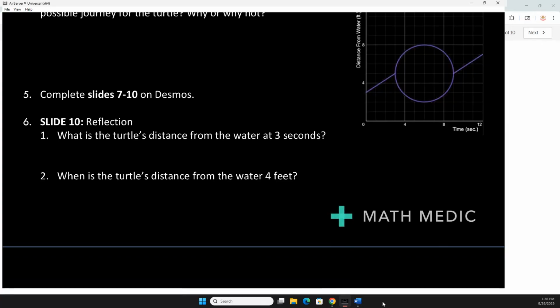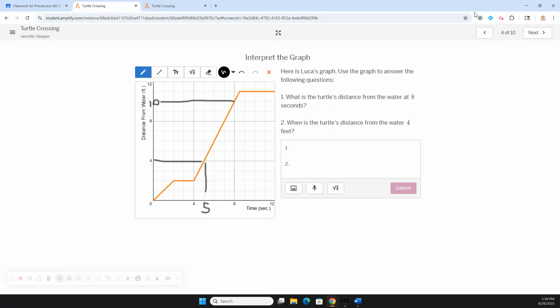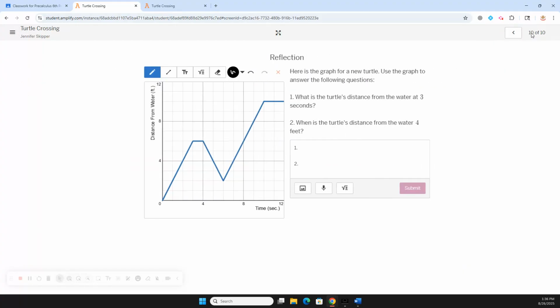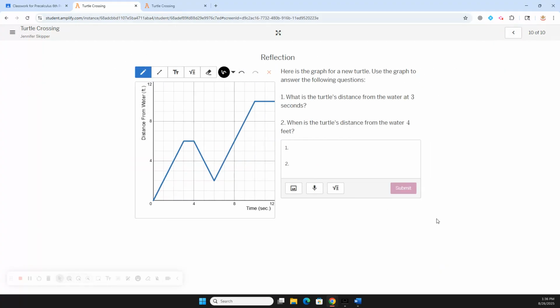All right, and then slide 10. Okay, so question 1, what is the turtle's distance at 3 seconds? What do you guys think? Yep, that's going to be 6. Cool. And then when is the turtle 4 feet away? 2, 5, 7. Good job. 2, 5, and 7 seconds.